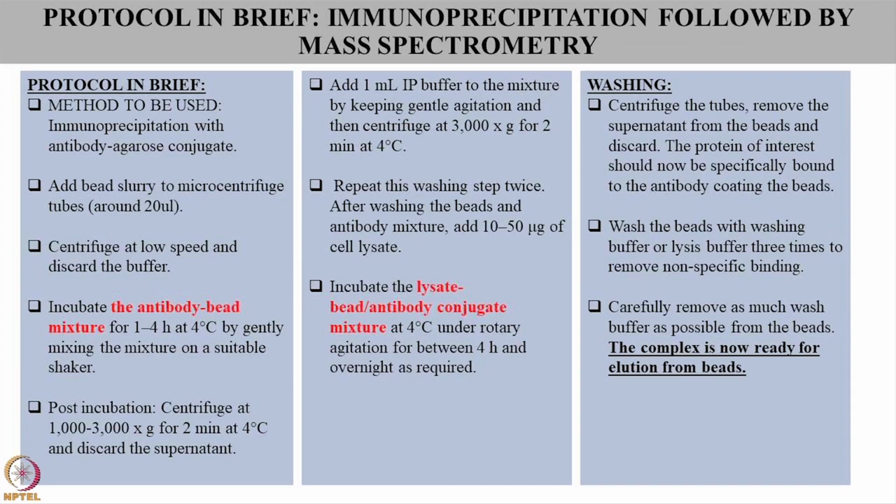And then you will centrifuge to get rid of things that are not bound. So unbound things, we'll get rid of them. And then you will wash the mixture using IP wash buffer. So basically it's Tris, NaCl and all those buffers that will keep your protein intact.